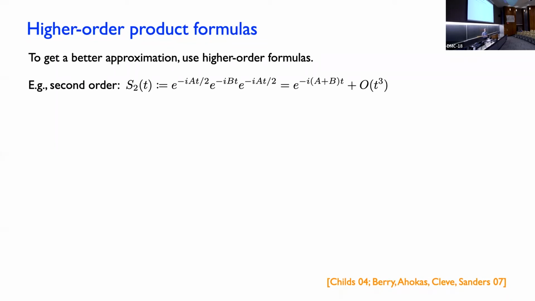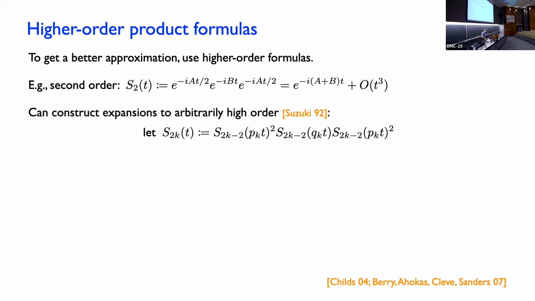And if you do this, then you can show, I'm not going to do the calculation here, but you can expand things out and see that you now get a second order approximation. In other words, the error is order t cubed when you compare evolution according to a plus b to this product formula. And so that's great. So now you're going to need fewer gates to do a simulation to some fixed allowed error if you use these second order product formulas. But you don't have to stop at second order. You can go to higher and higher order.